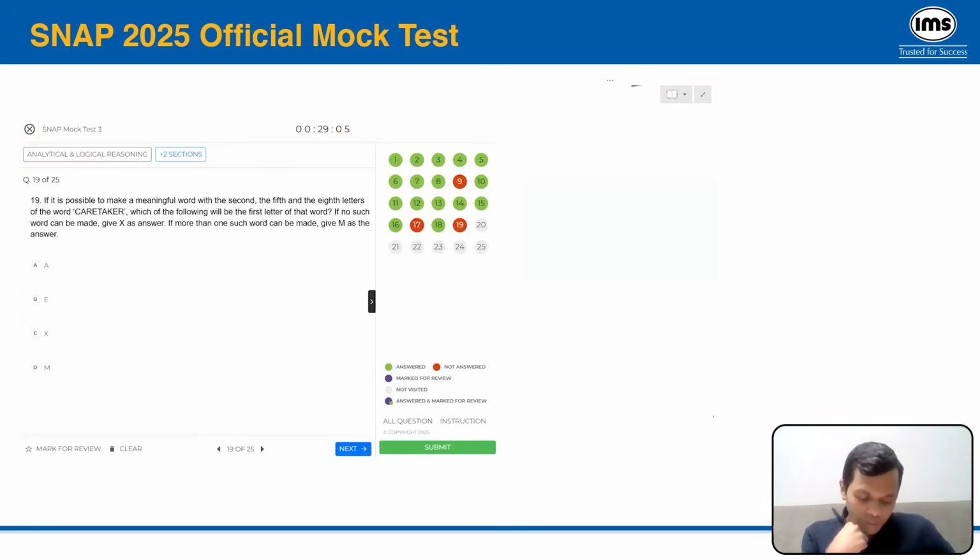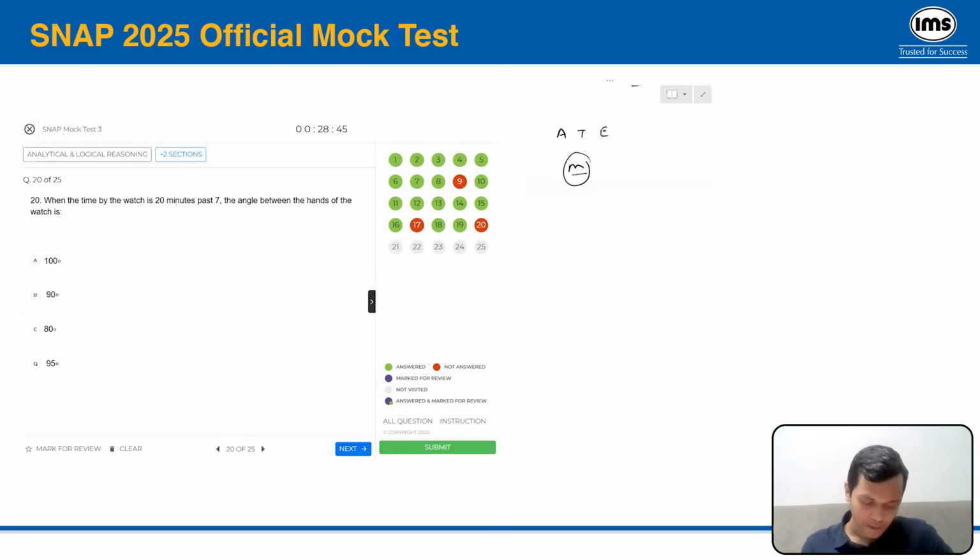If it is possible to make a meaningful word with the second, fifth, and eighth letters. Second is A, 3, 4, 5, so T, 6, 7, 8, so that is E. Which of the following will be the first? If no such word can give X. If more than one, give M. T and eat. So more than 1, right? So M.